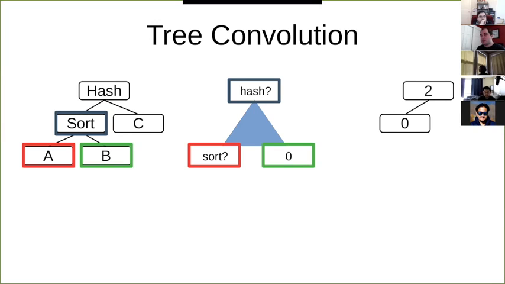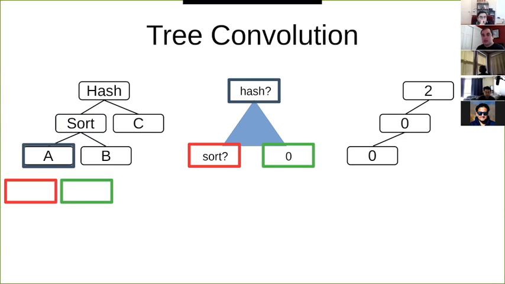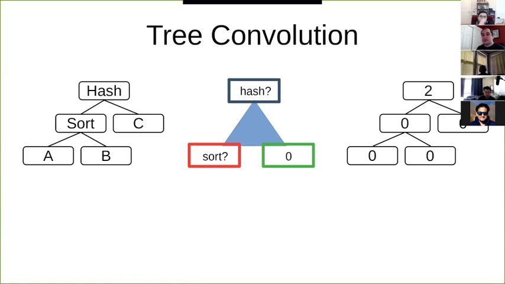Is B equal to 0? No, it's not, so 0. And then we're going to repeat this process for every node in the tree until we've completely rebuilt a new tree. So now we started with our original query execution plan tree, which was this hash on top of a sort, and we filtered it into a new tree where each value is a simple vector.